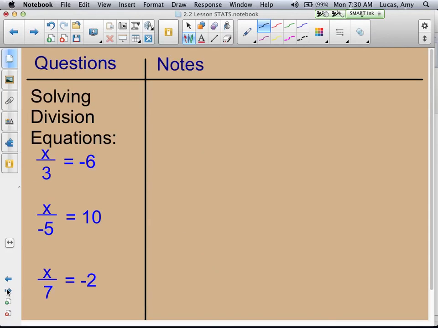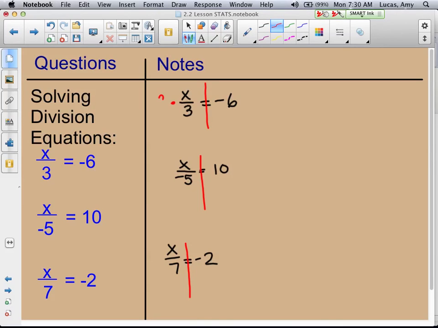You can probably guess the last type of equations are the division equations. These are a little bit trickier because they look like fractions at the beginning. So we do tend to have some students forget what that means. So with these division equations, the inverse of dividing is multiplying. So if I multiply by 3, it's going to cancel out dividing by 3. So my answer on this first problem is x equals -18.